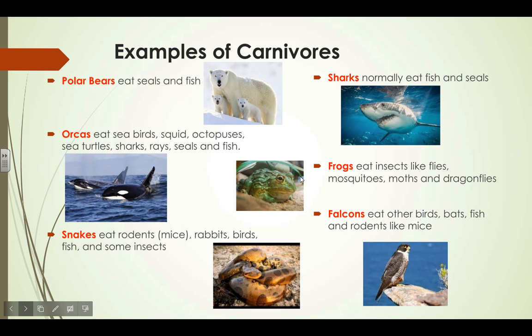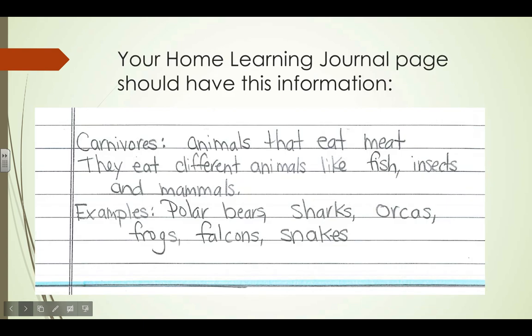Okay, so write down those 6 examples, and then I'll show you what your page should look like. So your home learning journal page basically needs everything that's on this page. So you need to have written carnivores are animals that eat meat. They eat different animals like fish, insects, and mammals. And examples are polar bears, sharks, orcas, frogs, falcons, and snakes. And remember, if you missed anything, just pause the video and you can just write it down there.